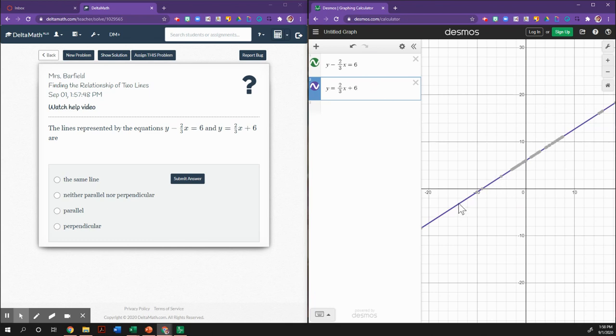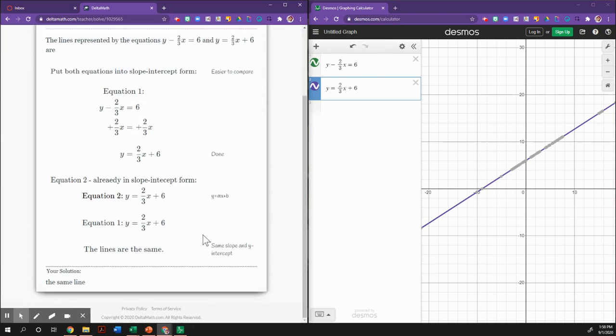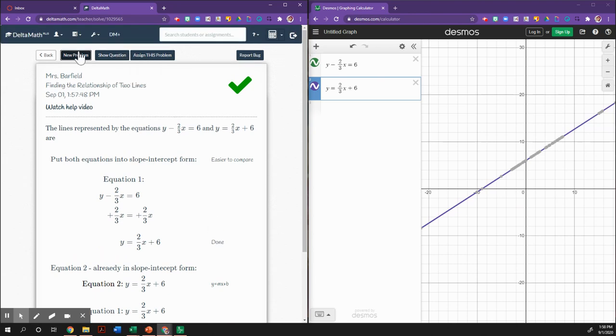If you look here, they pretty much look like the same line. Now I know we're seeing all these little dots right here because of points of intersection that they're trying to highlight. But pretty much it looks like the same line. So let's submit my answer. And we're good.